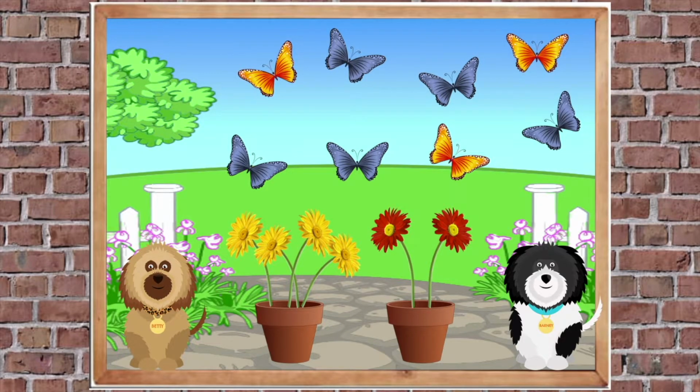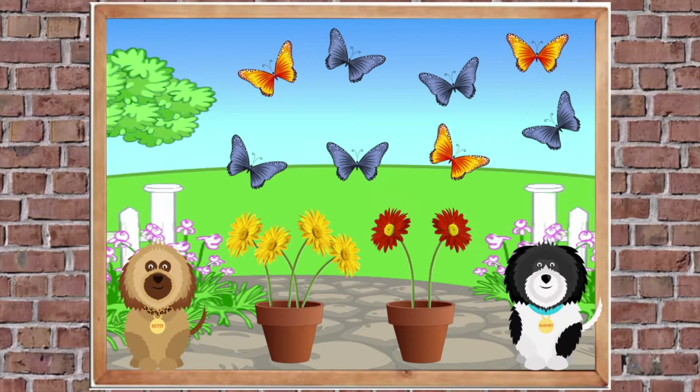Right, Betty and Barney have been in the garden this week and they've found lots of things. There's flowers, there's butterflies. It's been lovely. So I want you to look at the butterflies. How many orange butterflies are there? Right, let's check. There's 1, 2, 3. Did you get that? Good. Right, how many blue butterflies are there? Right, let's check. There's 1, 2, 3, 4, 5. So there are 3 orange butterflies and there are 5 blue butterflies.